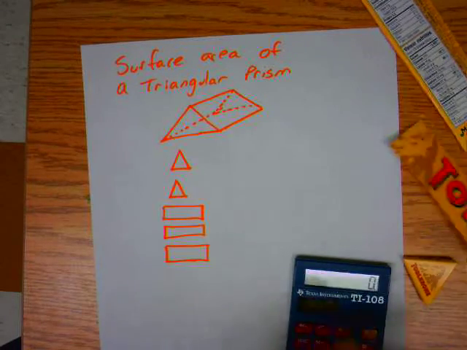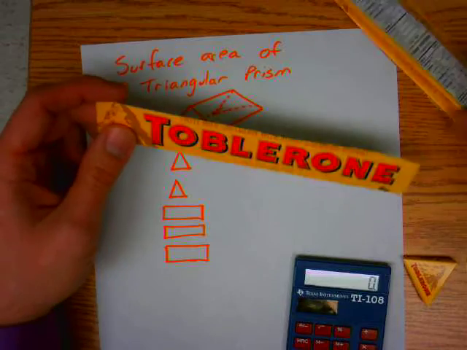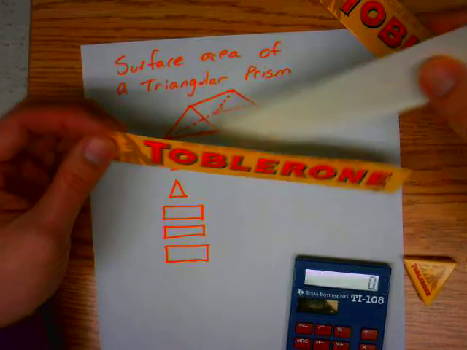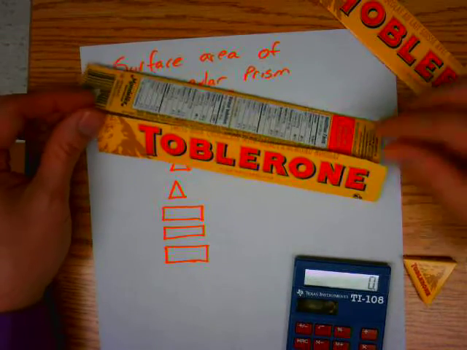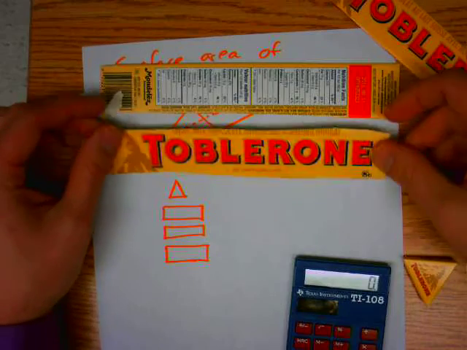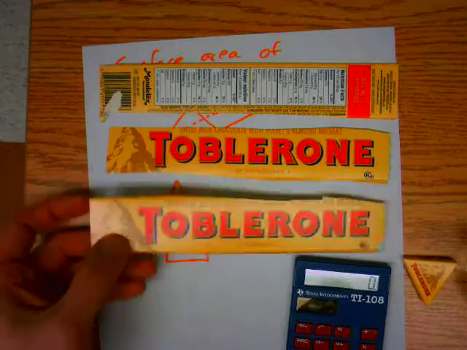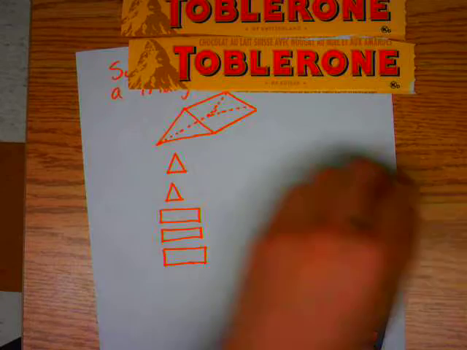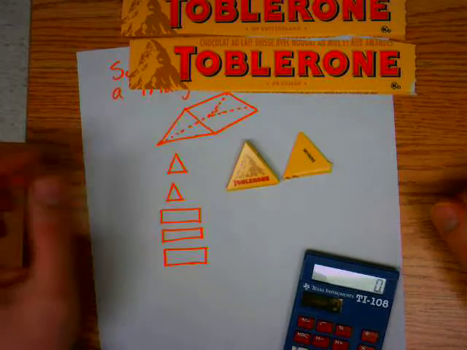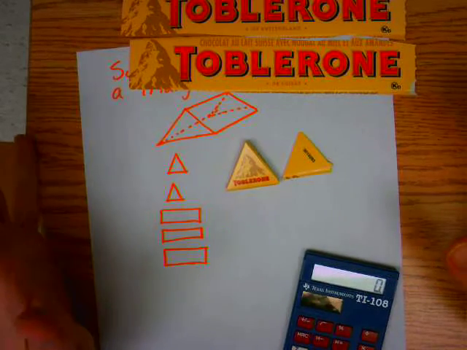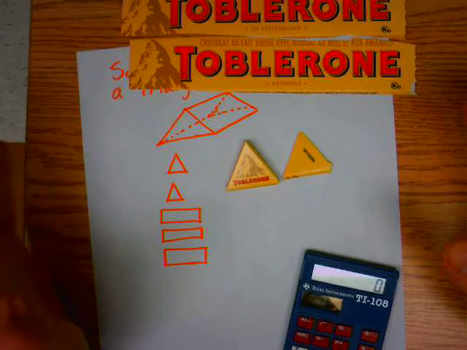If you can find a Toblerone chocolate bar at your local grocery store or Walmart or anywhere, you'll notice that the packaging they use is a triangular prism as well. You have your three congruent rectangles on the sides, and then we have our two congruent triangles on the ends. The way we find the surface area for a rectangular prism is pretty much the same for a triangular prism.